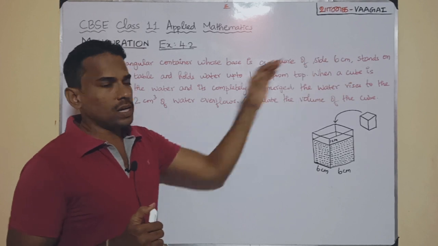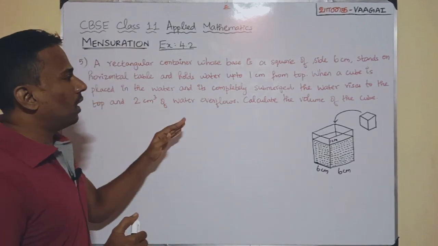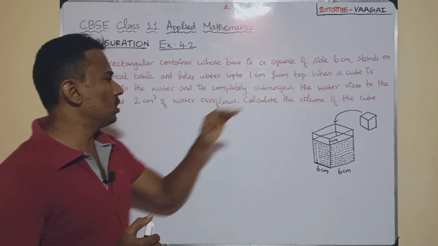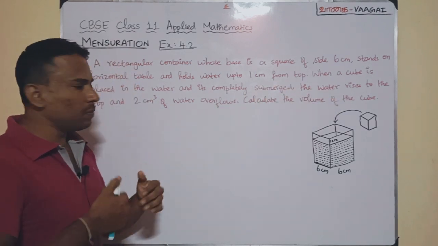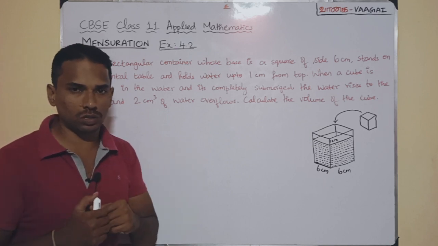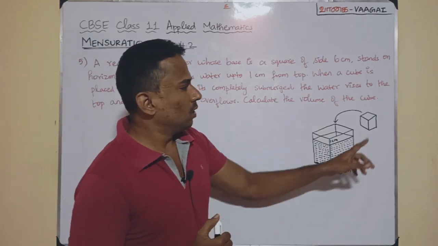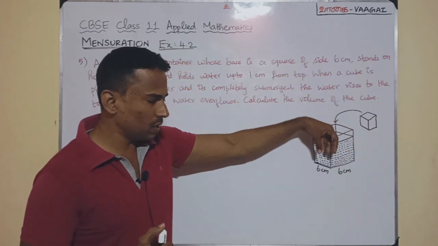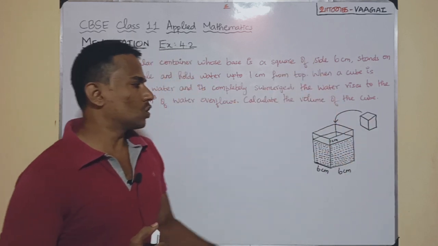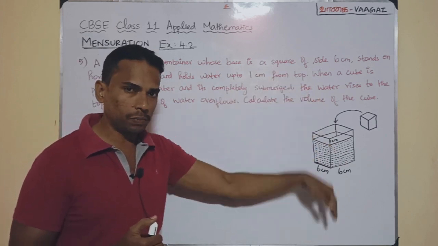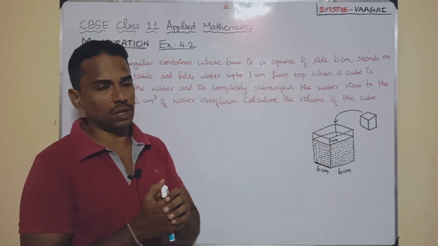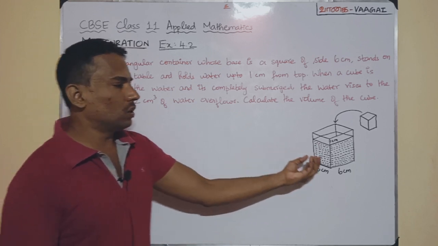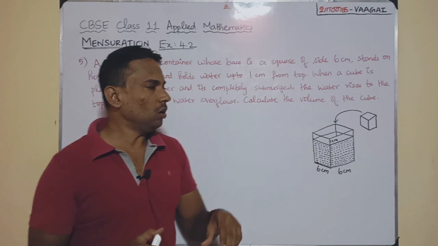When a cube is placed in the water and it's completely submerged, the water rises to the top and 2 centimeter cube of water overflows. So now what is happening here? A cube is going to be immersed here. They're going to place a cube here and immerse it. The cube is going to be completely submerged, getting inside the water, and naturally the water level will rise up.